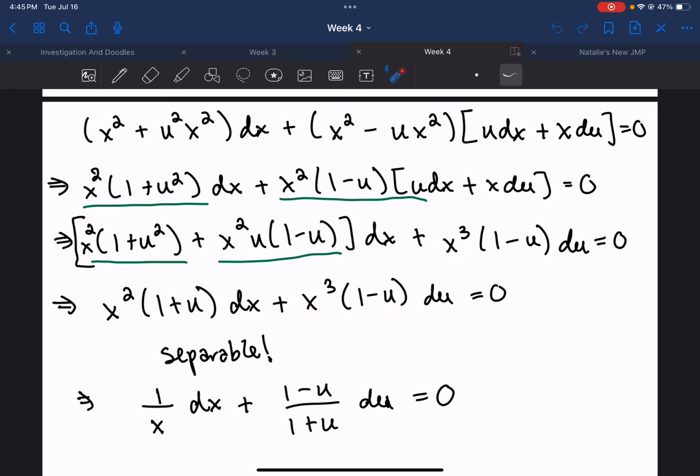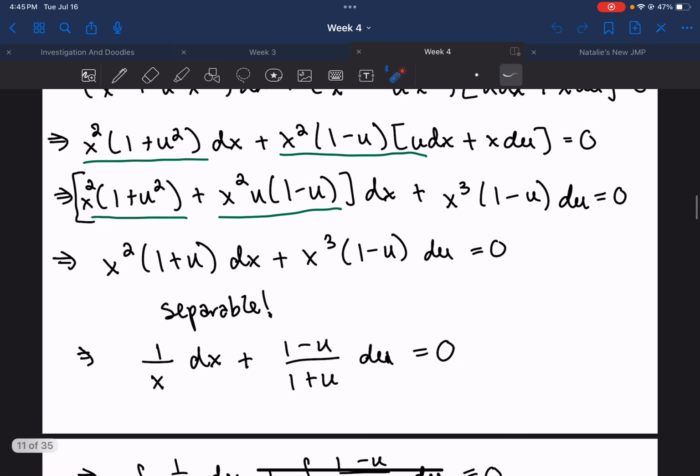And this doesn't look it at the moment, but it is separable, right? You can put all of the x's on one side and all of the u's on the other side. And here's how it looks. I divide everywhere by x cubed, and I divide everywhere by 1 plus u.